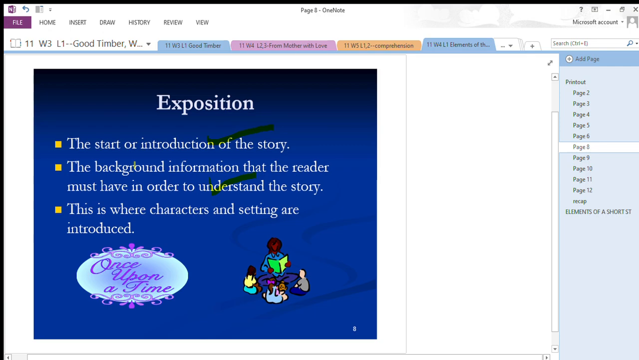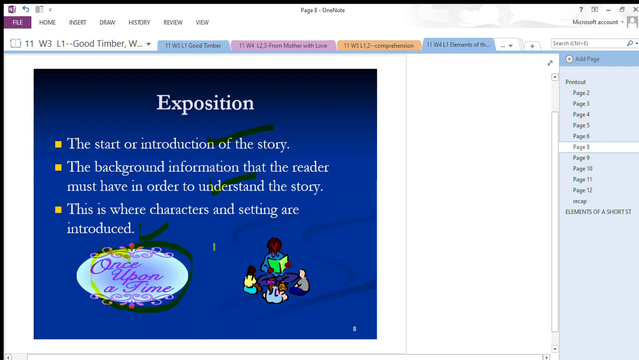So there would be exposition of the plot, where the introduction of the story would be given, that the story is actually written about the World War. It is the outcome of World War I. So that would be the exposition or the background information. This is where characters and settings are also introduced, and mostly you might have heard Once Upon a Time.